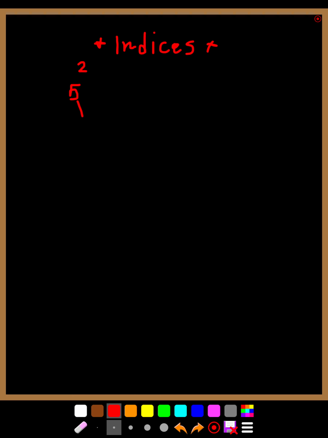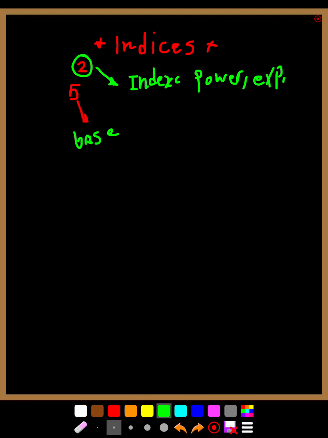This 5 we call as a base, and this number has different names. Sometimes we call this number an index, or power, or exponent. Okay, so that's the index.